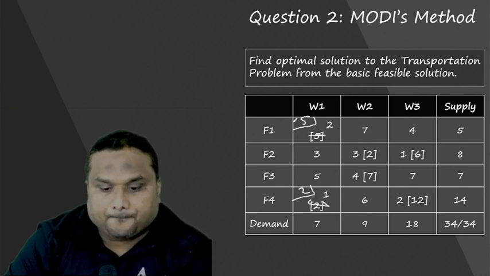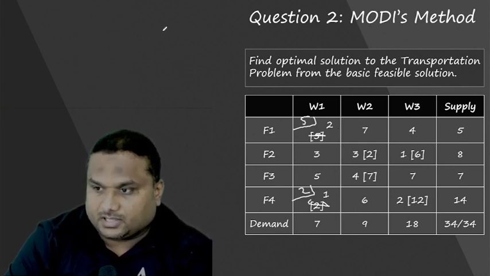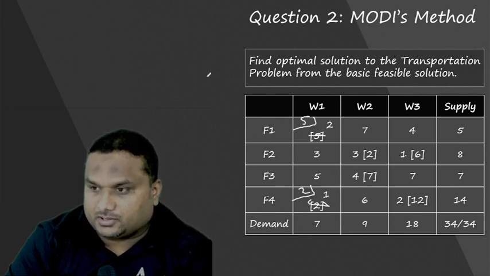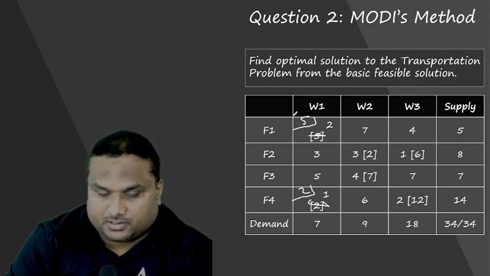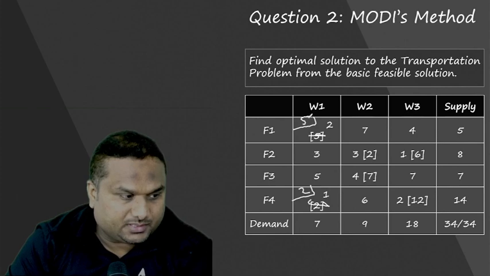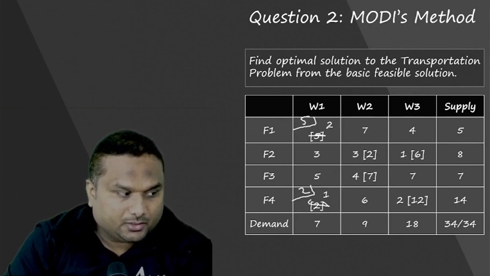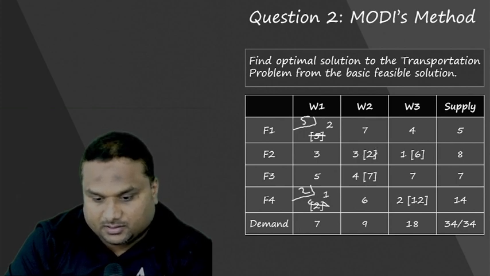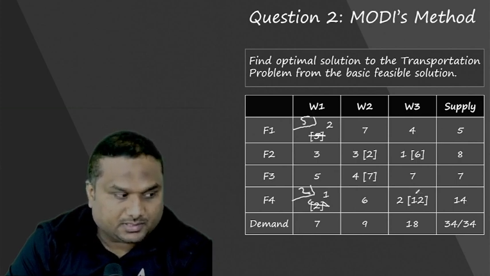Can you please find out the total cost firstly? Then you can write. Take your calculator. Press MRC button twice. Press AC. 2 into 5 M plus. 3 into 2 M plus. 1 into 6 M plus. 4 into 7 M plus. 1 into 2 M plus. 2 into 12 M plus. Press MRC.